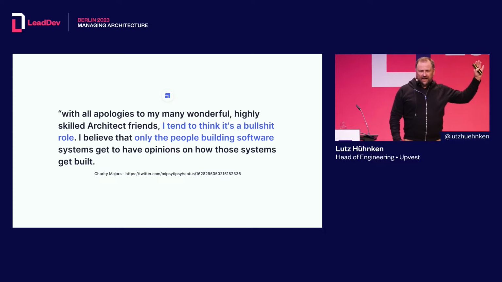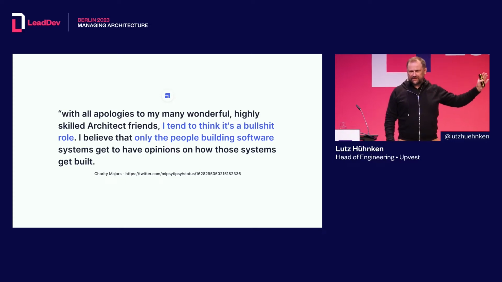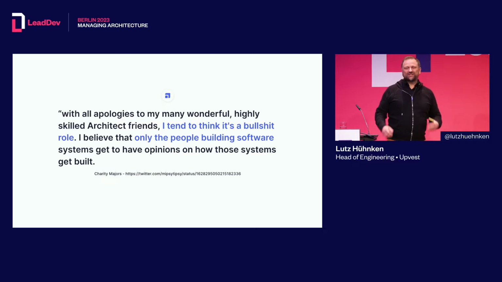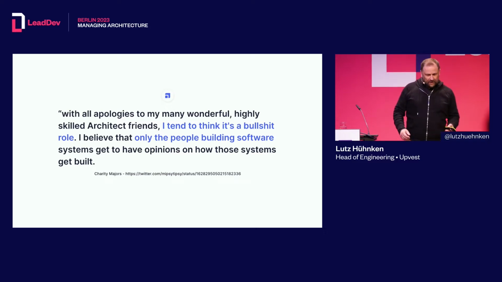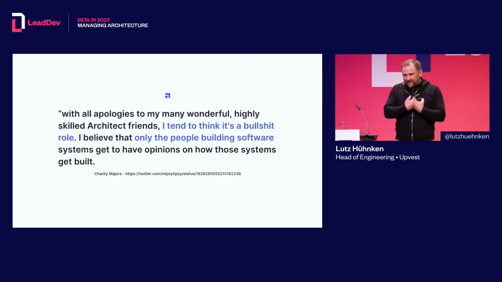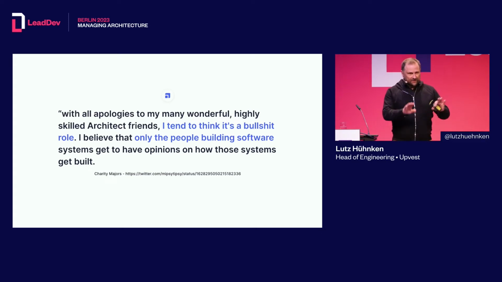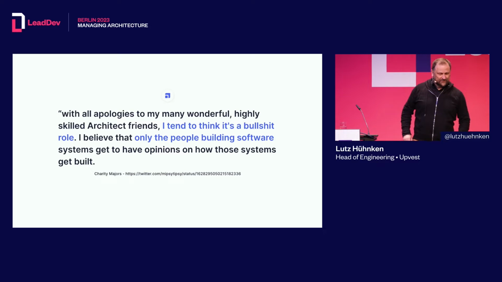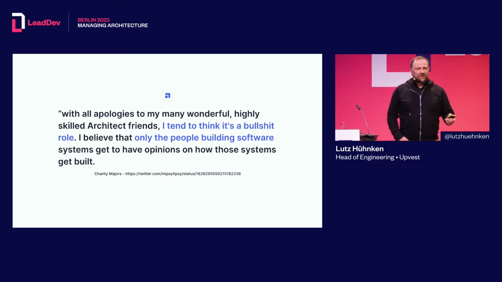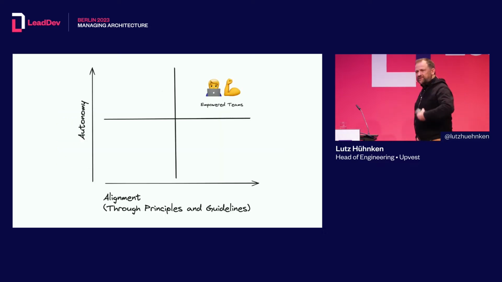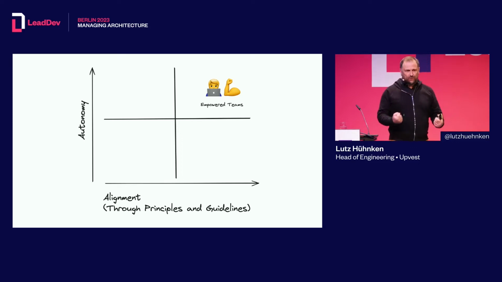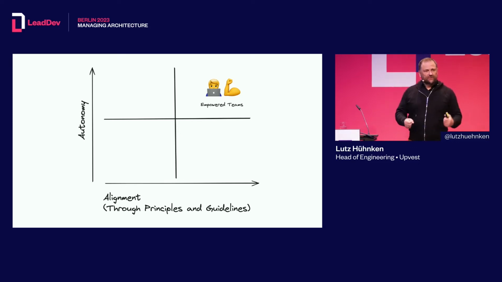Having a dedicated architect who's not coding, who's outside of the team, Charity Majors said that's a bullshit role. And I've been an architect, I've had this title, and I don't disagree with the statement. I think that is the case. No offense, but if you're an architect, maybe you handle it differently. I don't want to offend anyone. So what we really want is for the people in the teams to make the decisions. We want empowered teams. They need to be autonomous and aligned.